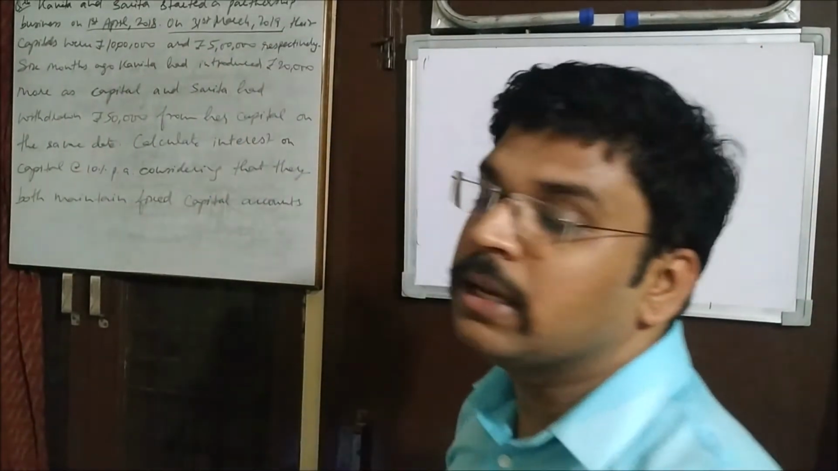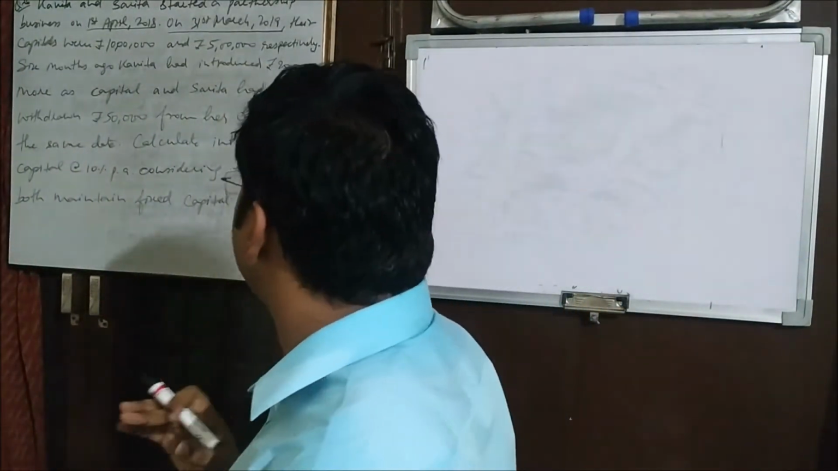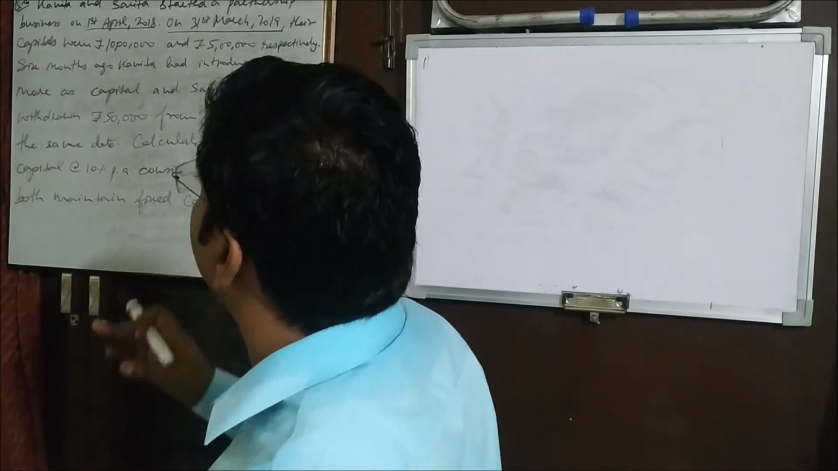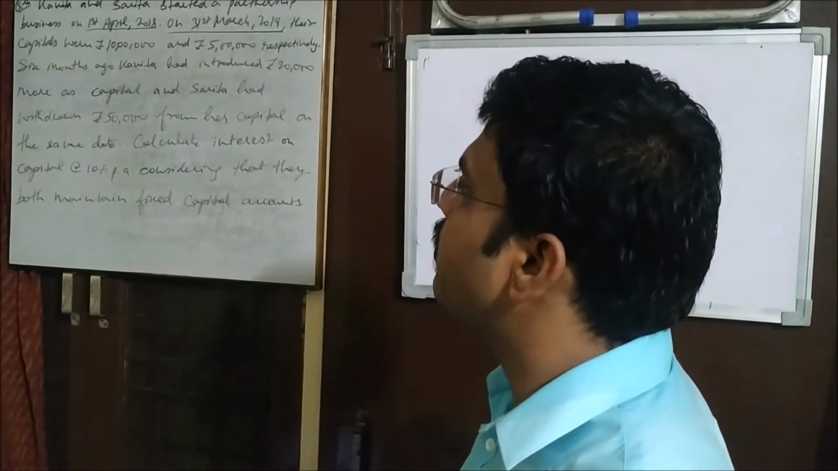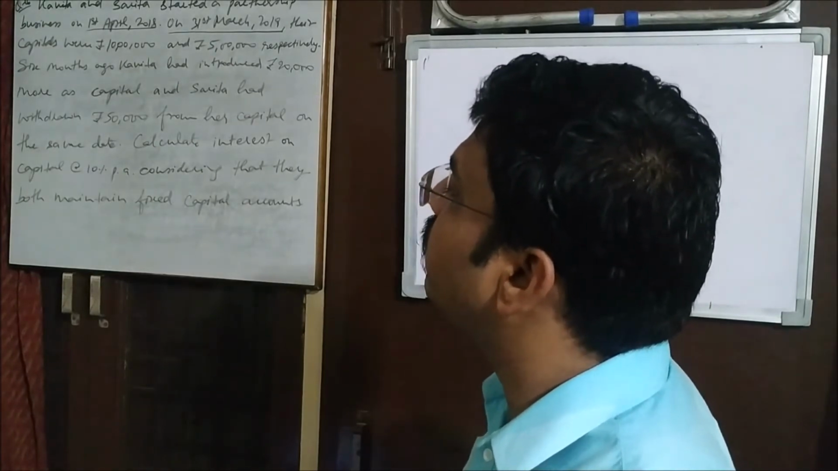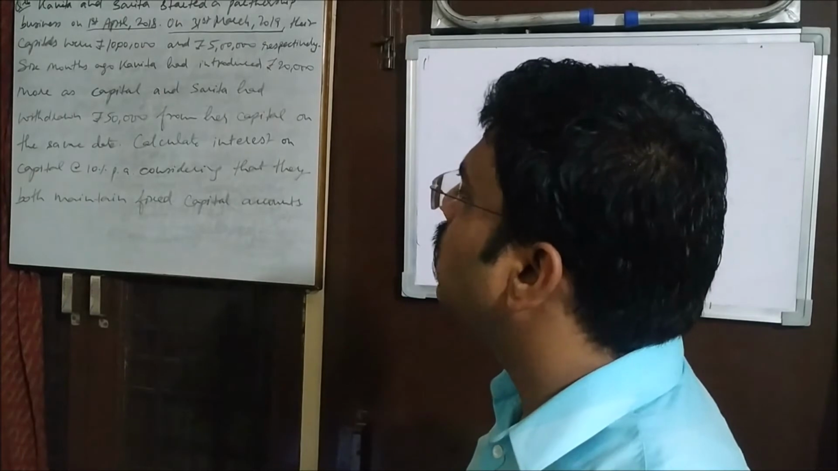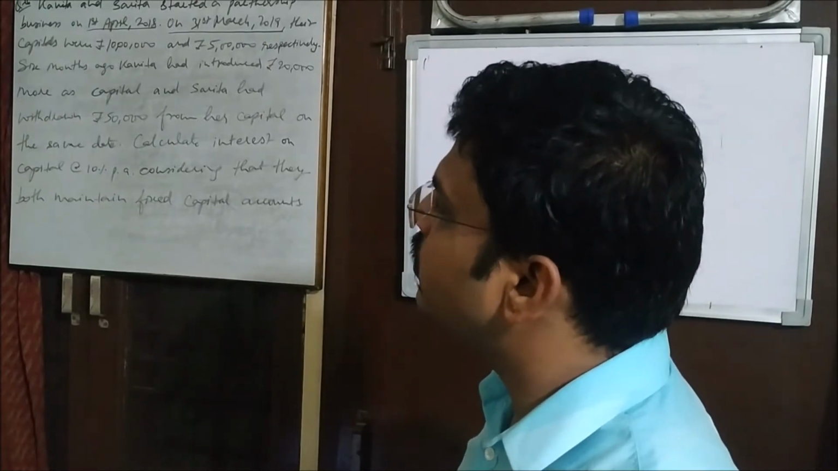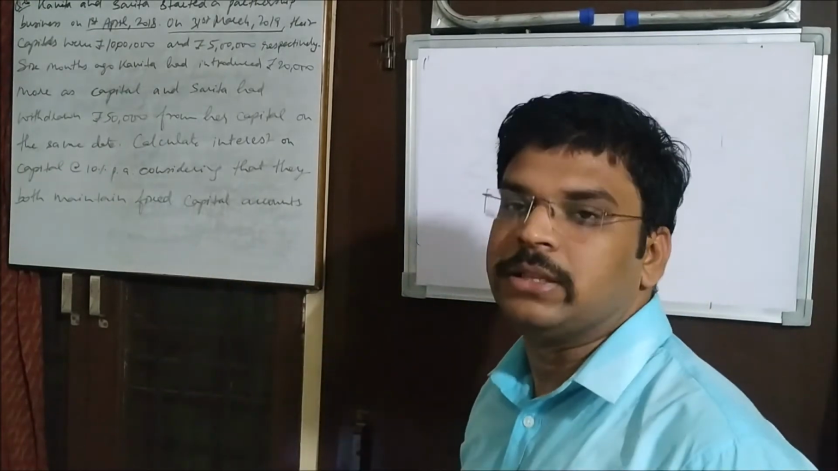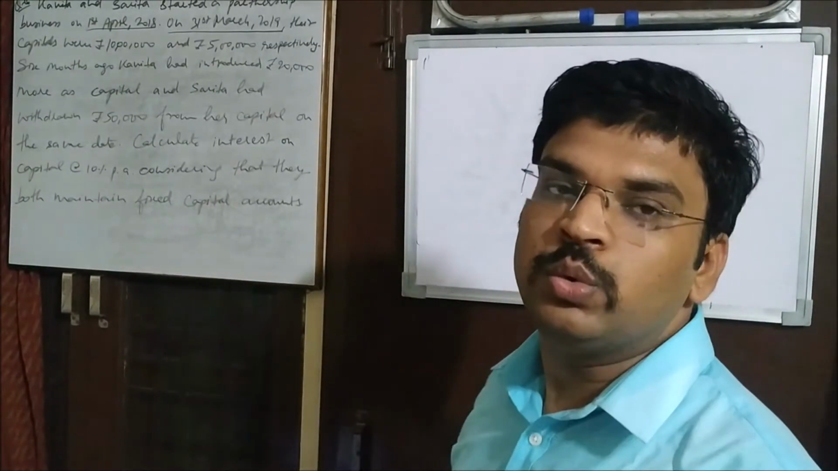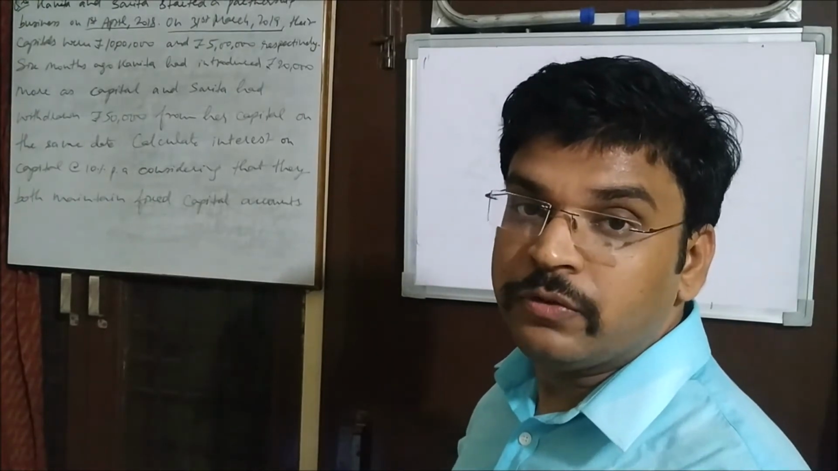So that will be the closing capital. Okay, so by the date also we can recognize. So we need to be focused while reading the question. 6 months ago, Kavita had introduced 20,000 more as capital and Sarita had withdrawn rupees 50,000 from her capital on the same date. Calculate interest on capital at the rate 10% per annum, considering that they both maintain fixed capital methods.